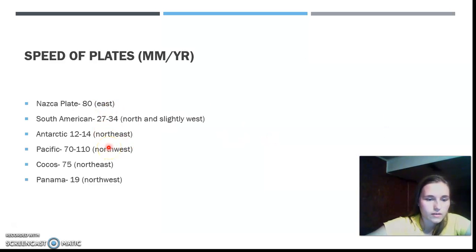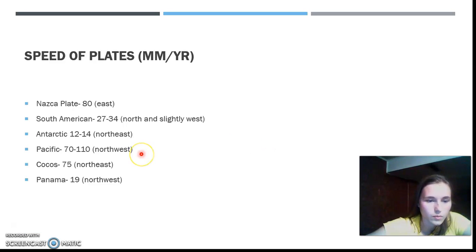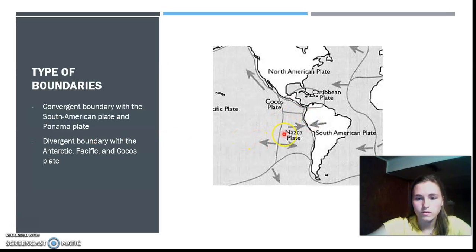Alrighty, and then another example. We'll do the Pacific. So Nazca plate's moving east, Pacific is moving west, which means apart from each other. One more. We'll do Cocos. So Nazca plate is moving east, Cocos is going northeast.